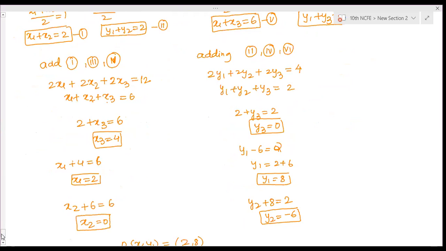6, 4 into 4. 4 4s are 16, 6 4s are 24, 25. 8 4s are 32, 32 to 34. So minus 3, 4, 5, 6.